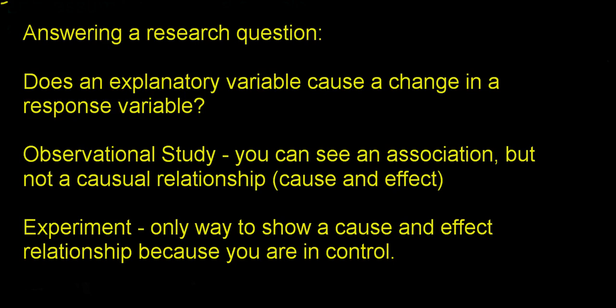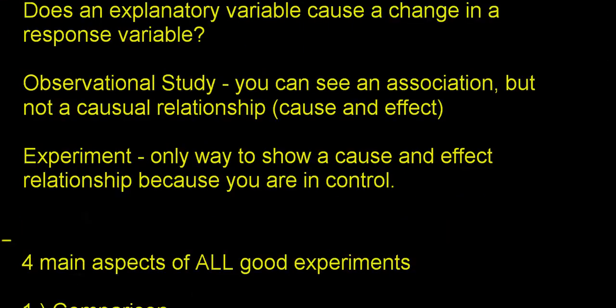Now, in an experiment, you as the researcher have all the control in the world, which is why an experiment is the only way to do it. Every year, I almost see an AP Stats multiple choice question that says, what's the biggest difference between an observational study and an experiment? And the number one answer is that in an experiment, you have that direct control to show a cause and effect relationship. In an observational study, you do not.